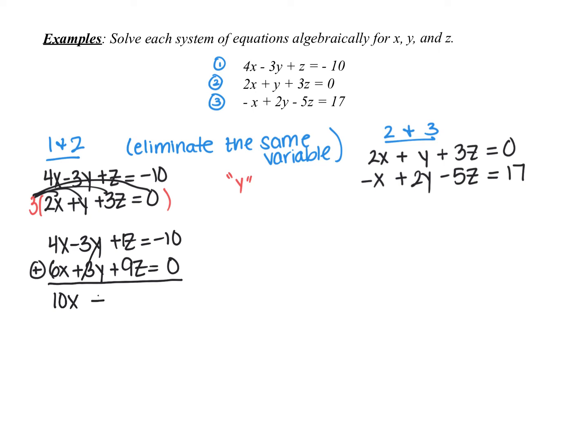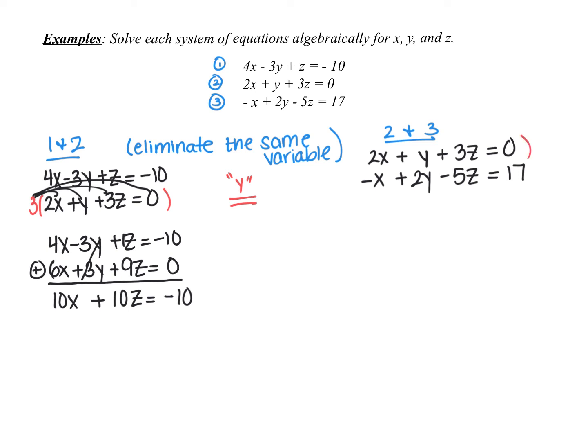1z plus 9z will add to 10z. And negative 10 plus 0 adds to negative 10. All right, now let's look at the second equation. So again, we need to eliminate the y because that's what we chose to eliminate.